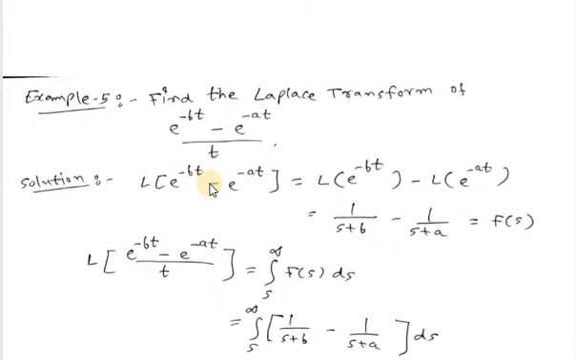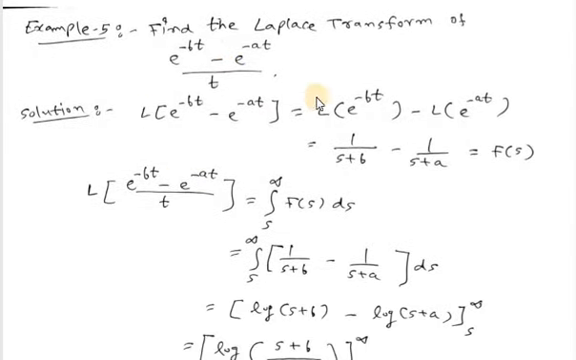Now we will see example number 5. We have to find out the Laplace transform of (e raised to minus bt minus e raised to minus at) by t. So here we have f of t equals e raised to minus bt minus e raised to minus at. First of all we will find out the Laplace transform of this f of t.